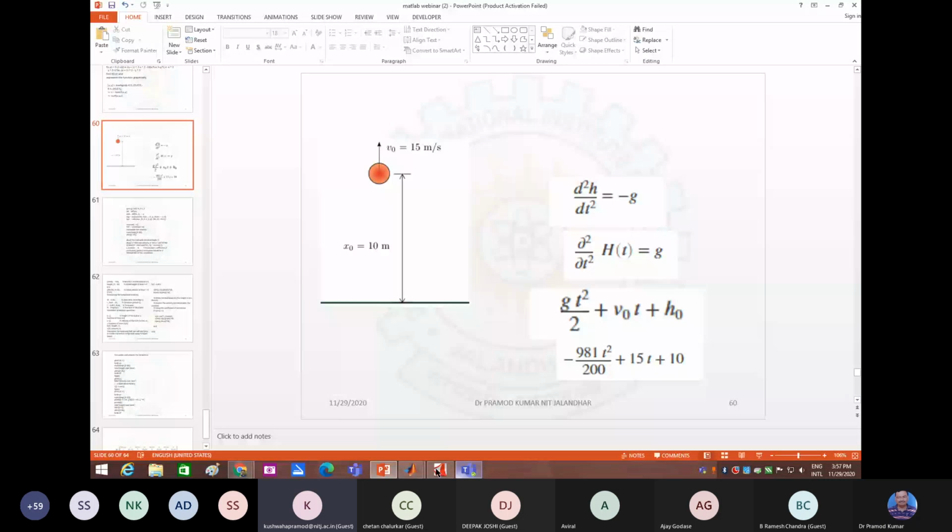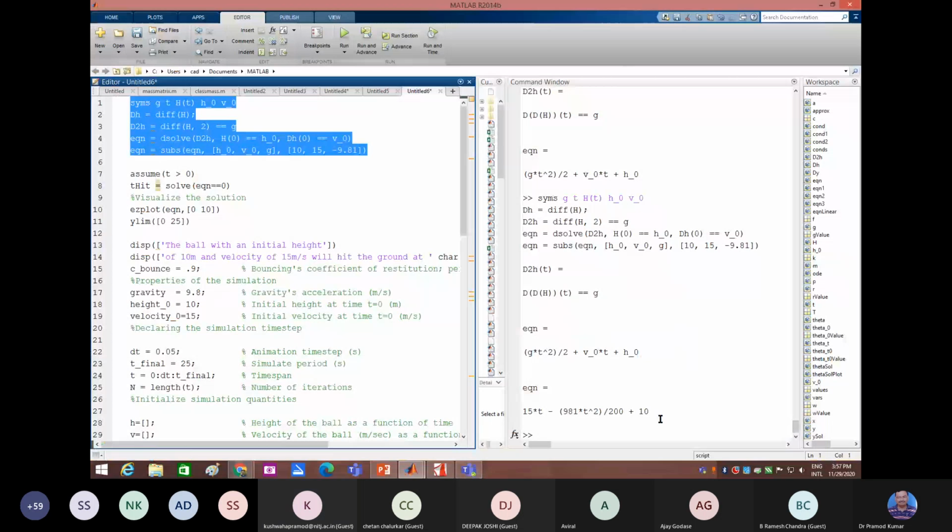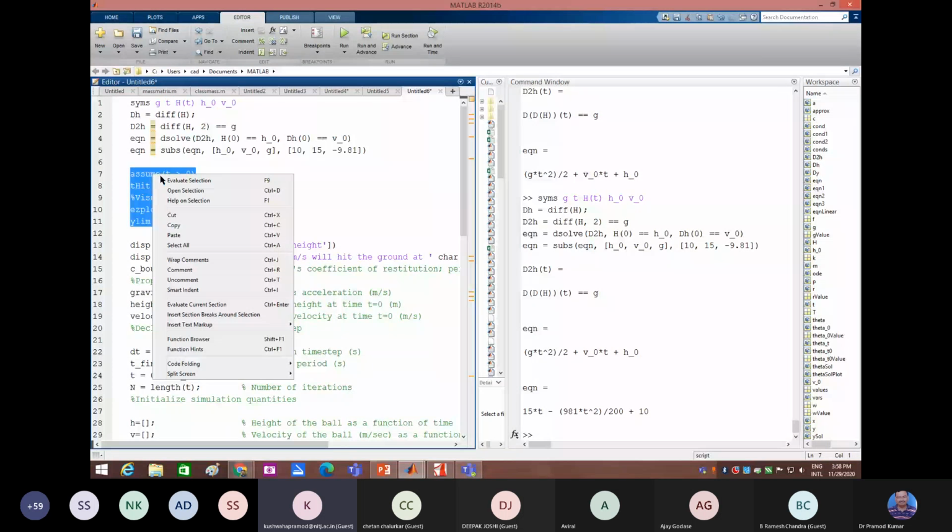Now we want to plot this. Assume t is greater than this one.